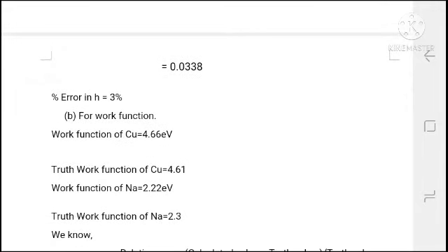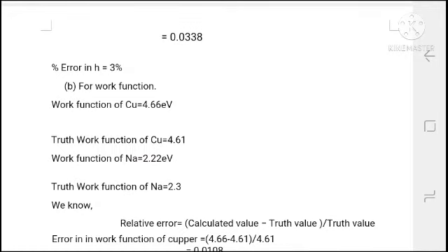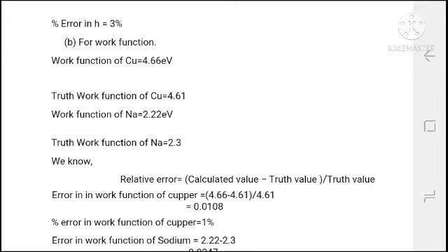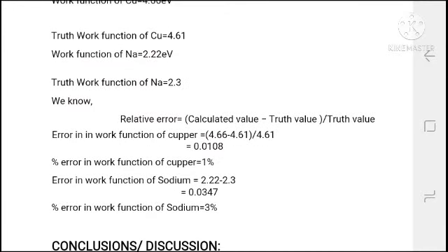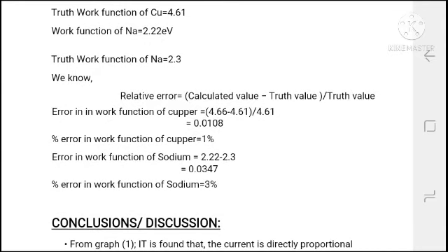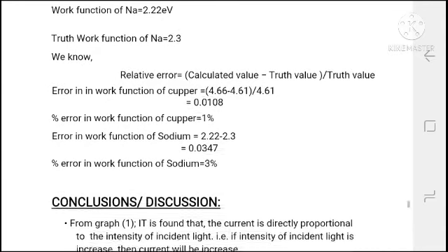Similarly, like that, error in work function will be calculated. Error in the work function will be calculated using the truth value and calculated value. We found the relative error for the work function of different material. For sodium, we found the error 3% and for copper 1%.